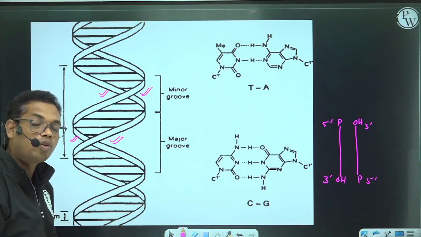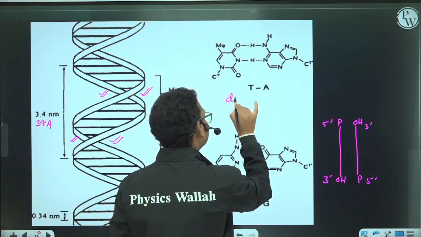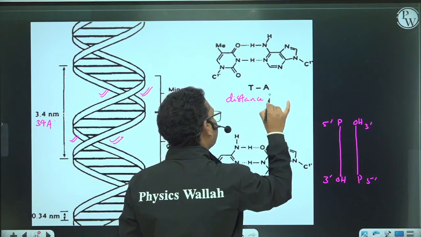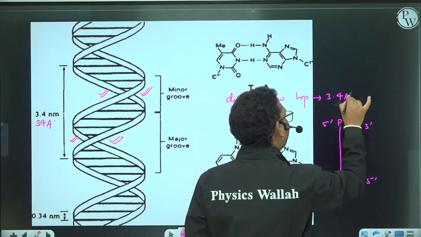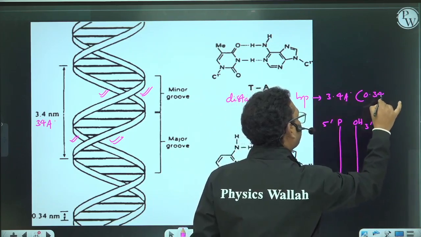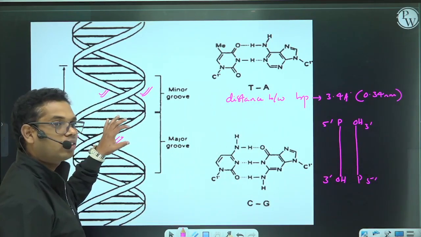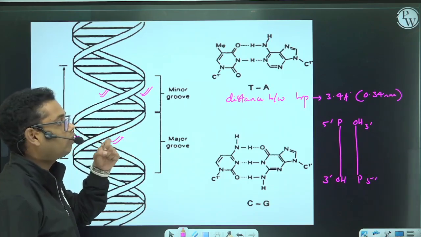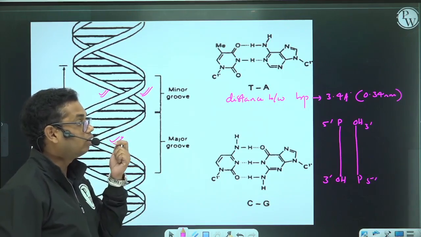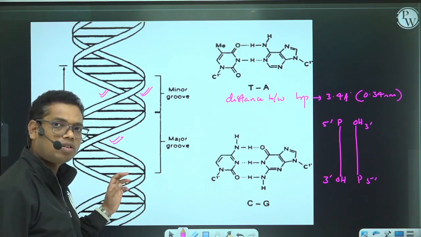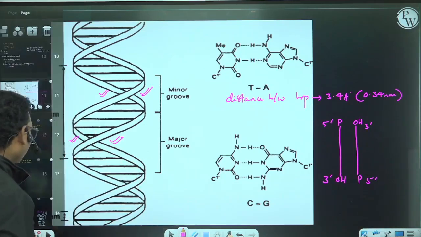Okay, and what is the distance between two base pairs? It is 3.4 angstrom, or I can say 0.34 nanometer. So in a pitch, what is the number of base pairs? 10 base pairs, and that is why I will say the distance will be 3.4 nanometer, or I can say 34 angstrom. Clear?